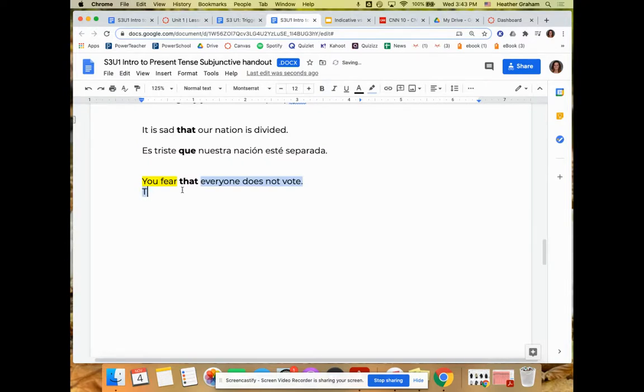So you'd say, tú temes que todos no... Now, normally the word is votar, but I'm going to put it in the O form, which is voto. Take off the O. And my conjugation should be the they form because I'm saying everyone. So opposite ending of votar would be voten. So this is our subjunctive word. Voten, sorry, is our subjunctive.